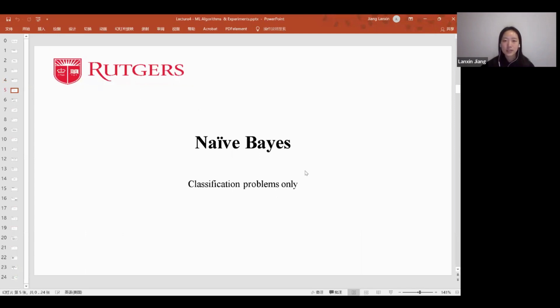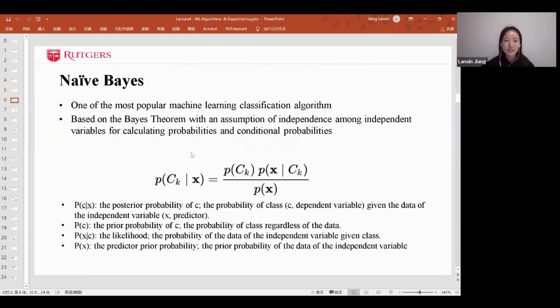The next algorithm is called naive Bayes. This is also used for classification problems only. It's one of the most popular machine learning classification algorithms, and it's based on the Bayes theorem. I bet most of you must be familiar with this equation. So this is the posterior probability, and this is the prior, and this is the likelihood. This is the predictor prior probability. If you remember, the Bayes theorem assumes the independence among independent variables. And so naive Bayes also relies on such an assumption, that each independent variable is totally independent from all other features.